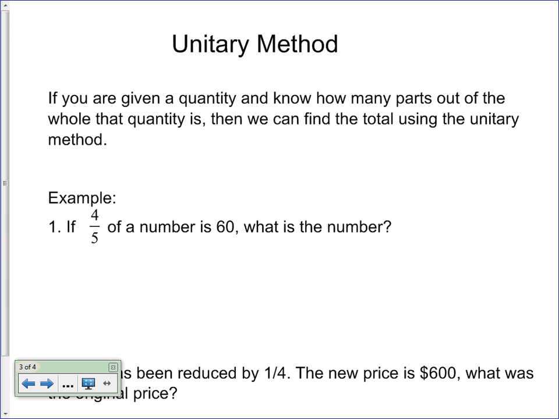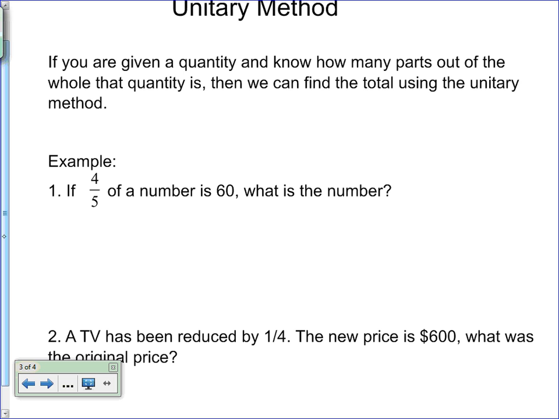The best way to do it is to have a look at some examples, and we're going to do that now. Let's have a look at the first one. If 4/5 of a number is 60, what is the number? The goal of this question is to find what one part is. We want to find what 1/5 is first. So how are we going to do that? We know what 4/5 is. We want to know what 1/5 is. So what are we going to do? Yeah, we're going to divide 60 by 4.